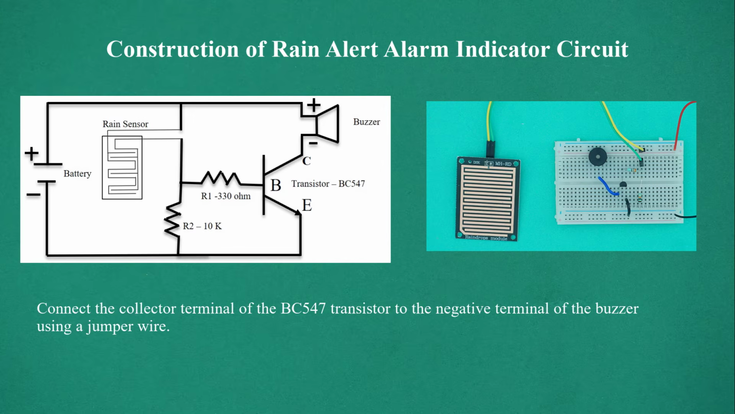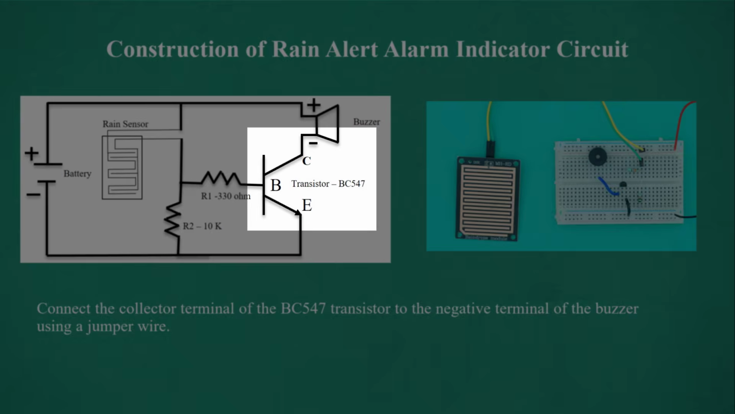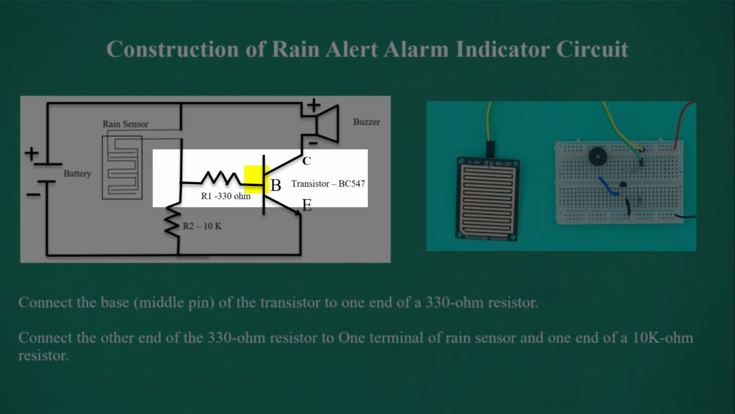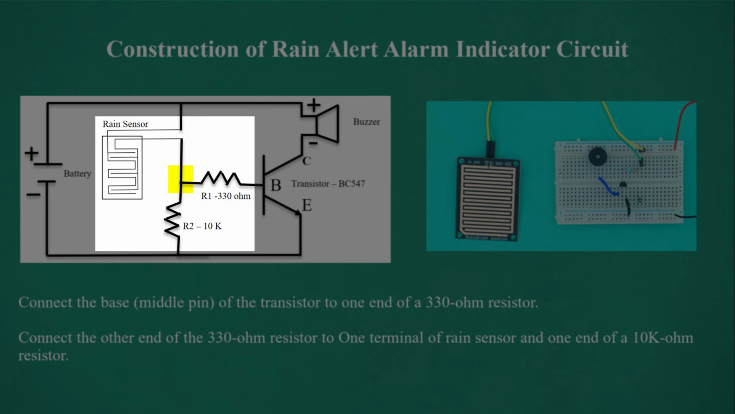Connect the collector terminal of the BC547 transistor to the negative terminal of the buzzer using a jumper wire. Connect the base middle pin of the transistor to one end of a 330 ohm resistor. Connect the other end of the 330 ohm resistor to one terminal of the rain sensor and one end of a 10K ohm resistor.